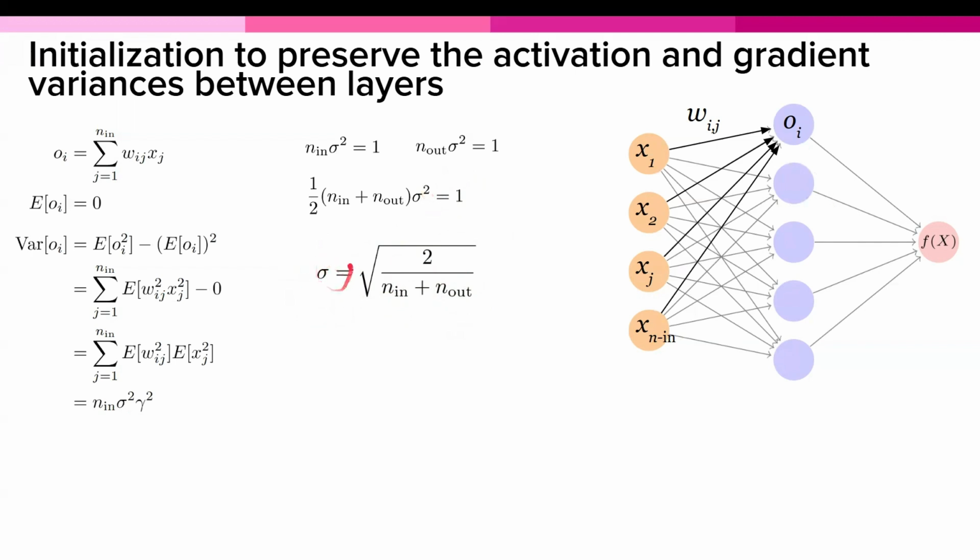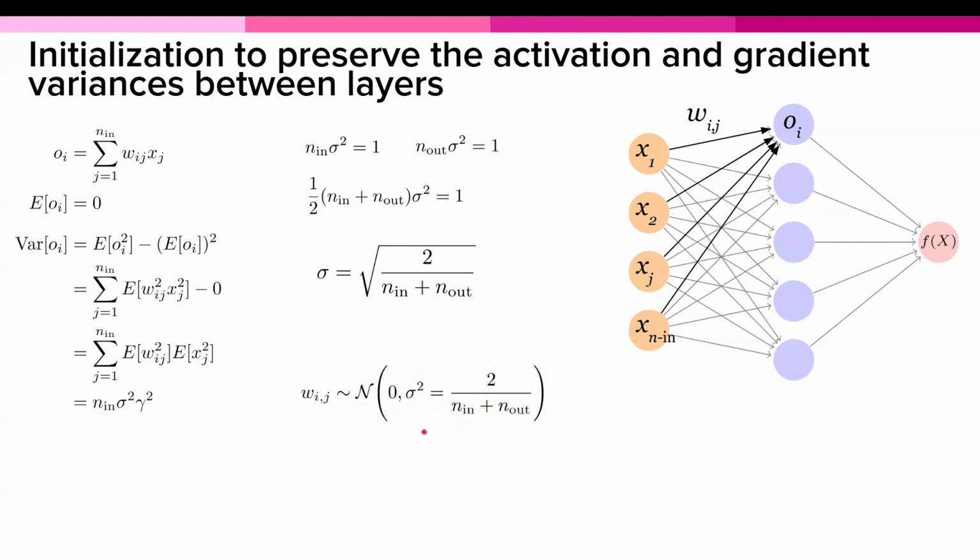And so if we draw the weights from a distribution with this variance, this is known as the Xavier initialization. The Xavier initialization sets the variance of the weights to 2 over the sum of the number of inputs and the number of outputs. And so this represents a compromise between maintaining stable activation and gradient variances.